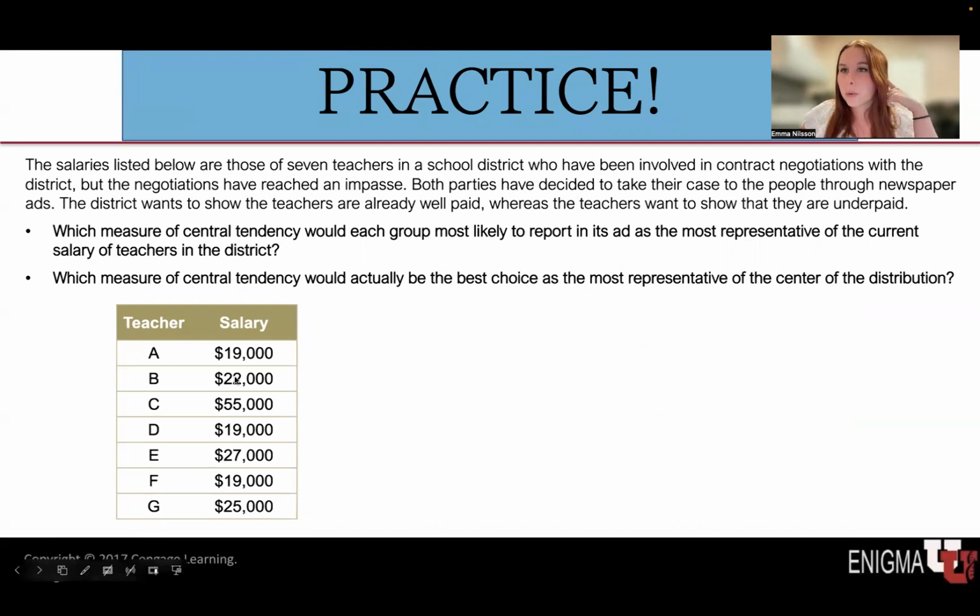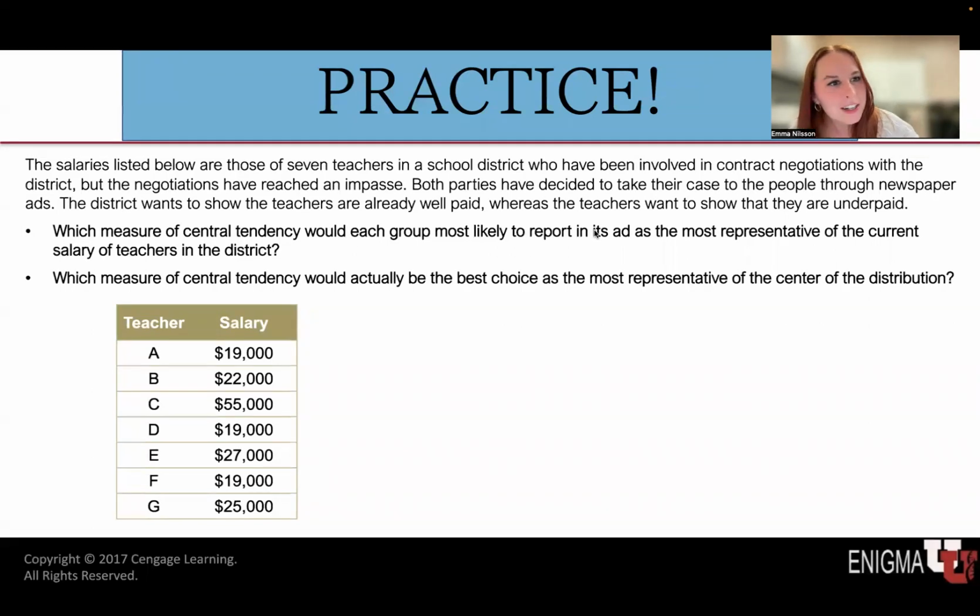So what we're going to do is find all the measures of central tendency, the mean, the median, and the mode, and then you're going to tell me which measure of central tendency each group would be most likely to use, and then which measure of central tendency would actually be the best choice. So take a second, pause the video, figure this out on your own, and then I'll come back with the answers.